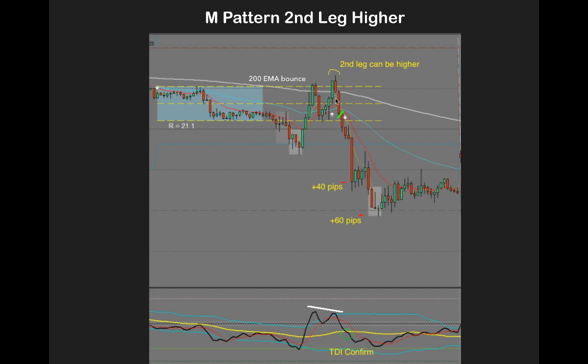Here's your shift candle, right? Closes below all the EMAs, closes below the 13 EMA. You have your TDI confirmation, market below the market baseline, crossing below the signal line. Nice big angle of separation there. And there's your entry for the M on the second leg. And then you held the trade, you got 40 pips if you held down to this point here, and then another 20 pips if you held the pullback and got 60 pips.